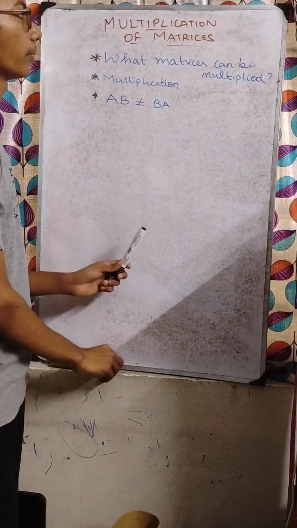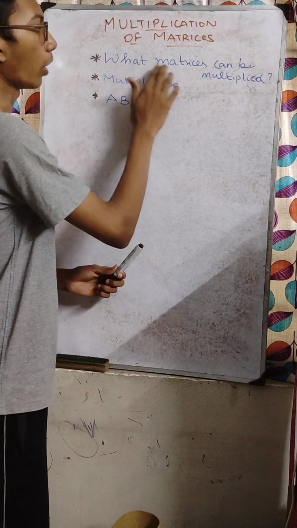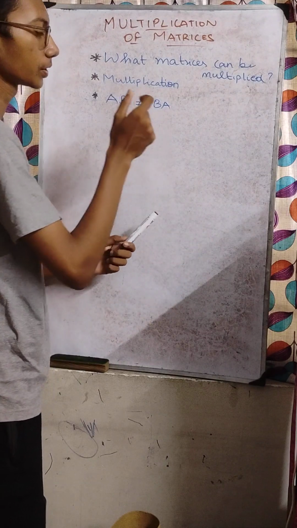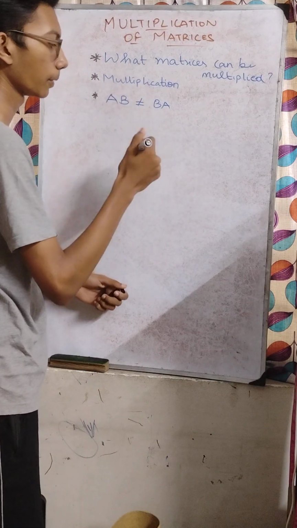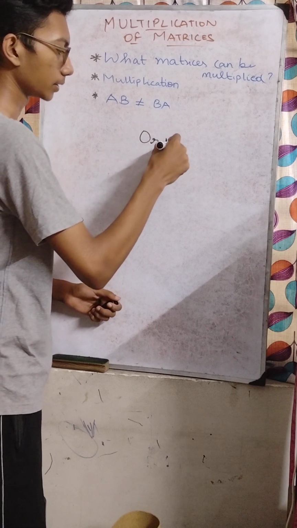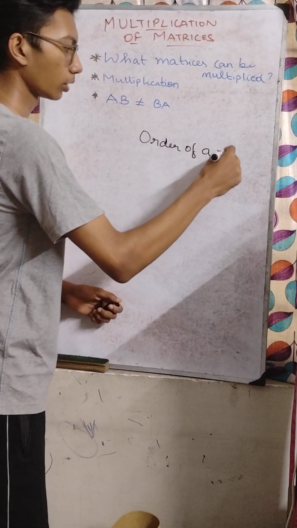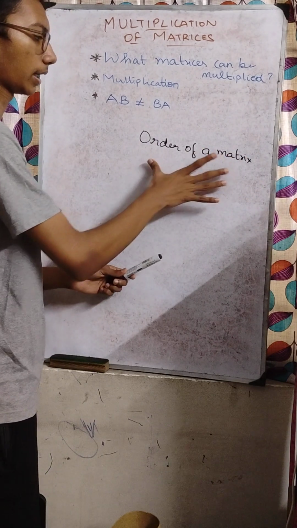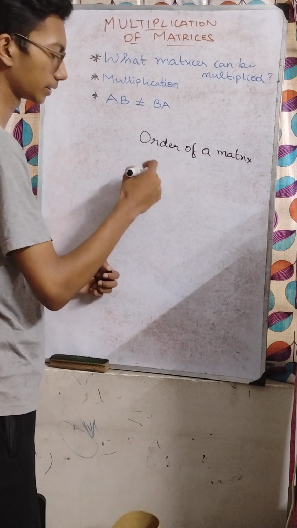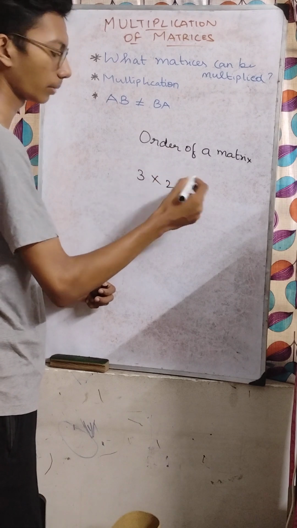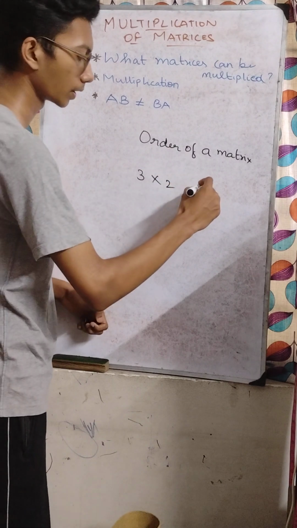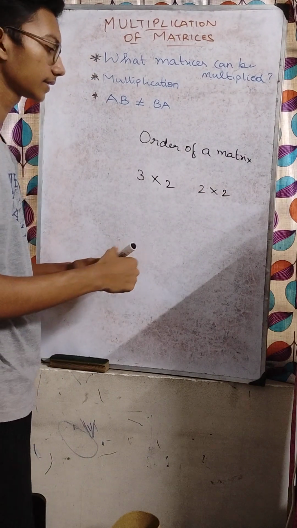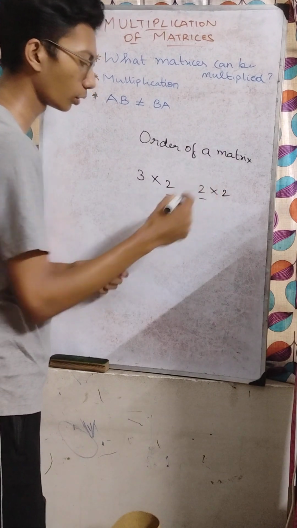So how do we multiply matrices? Before that we need to know what matrices we can multiply. We cannot multiply any two matrices. There is one thing that you need to keep in mind, and that is the order of a matrix. So if a matrix is multiplied with another matrix, you need to know the order of a matrix. Let's say we have a 3 cross 2 matrix. One matrix is 3 cross 2. Another matrix is 2 cross 2. Can we multiply these two matrices? The answer is yes, because these two are the same.